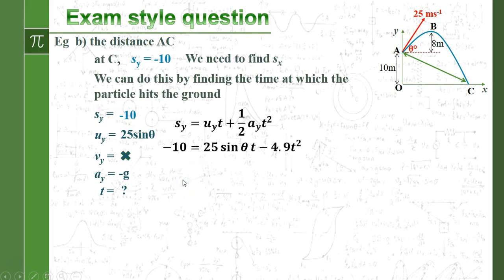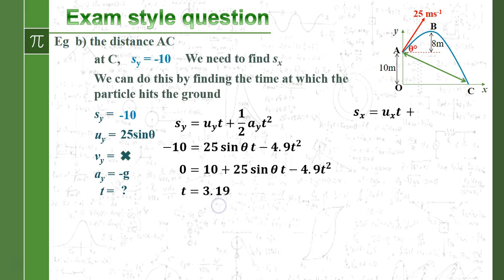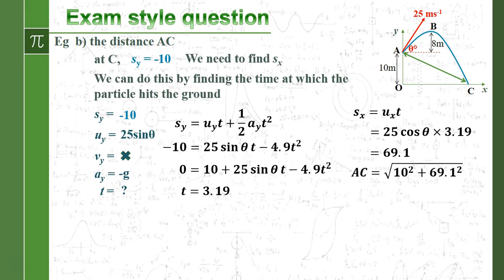There we go. And we've ended up with a quadratic in terms of t, which we can now solve, and we get t equals 3.19. Now, once we've got t equals 3.19, we can go back to our horizontal equation, and because acceleration is 0, we don't have to worry about that bit. And because we've already got theta, 30 degrees, we've got everything we need. Plug it all in, and there's our horizontal displacement. Now if we want the distance from A to C, again it's just going to be a bit of Pythagoras, and so we end up with our distance being 69.8 metres.